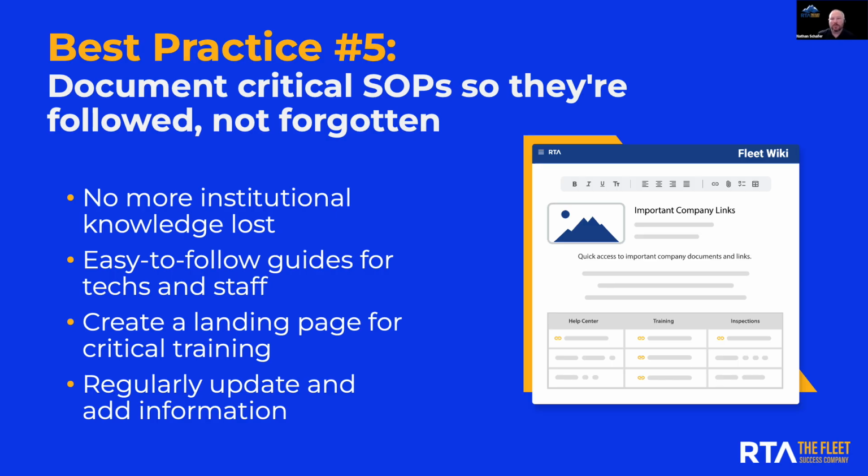But this is one way that you can do that, right? Documenting those policies and those procedures and some of that institutional knowledge in something we call Fleet Wiki. It's adding custom pages within the FMIS so that you can have detailed instructions, SOPs, and easy to follow guides for techs and staff. If you have certain procedures for certain repairs, you could build those and stick them in there, in the maintenance and repair section for them to reference. You can create a landing page, right? And it could be for critical training, it could be for critical updates or announcements.